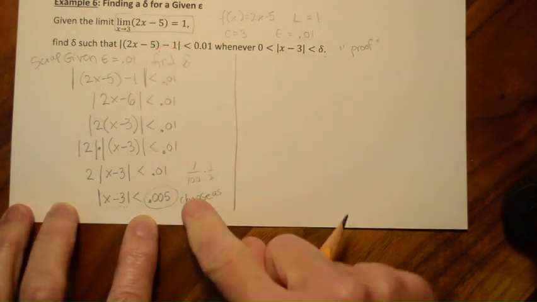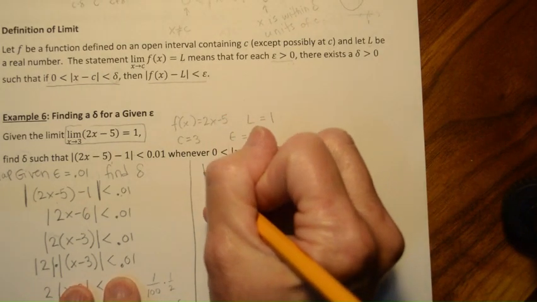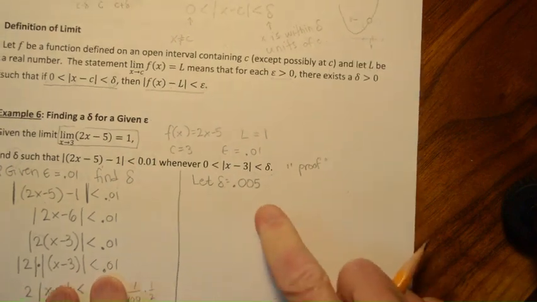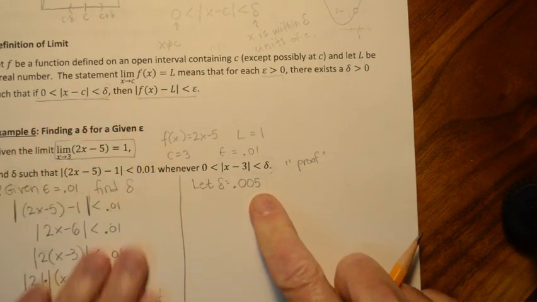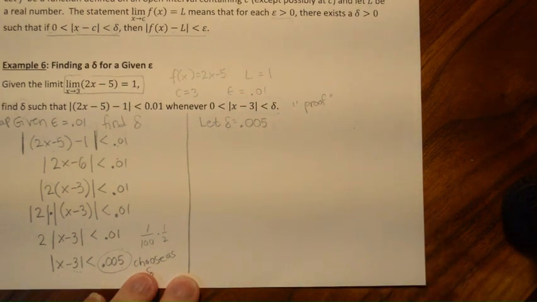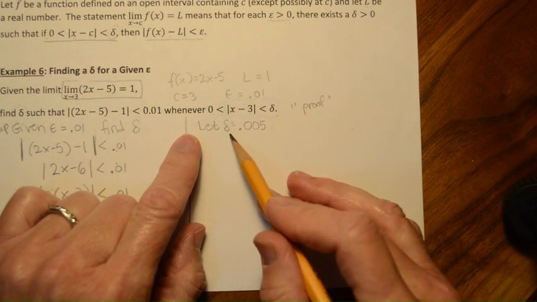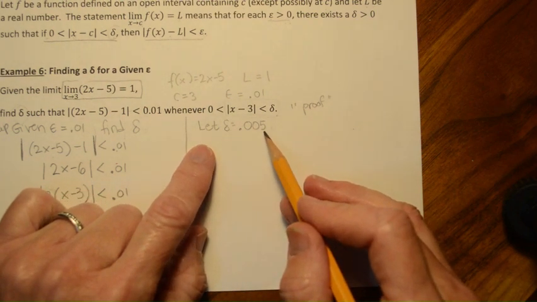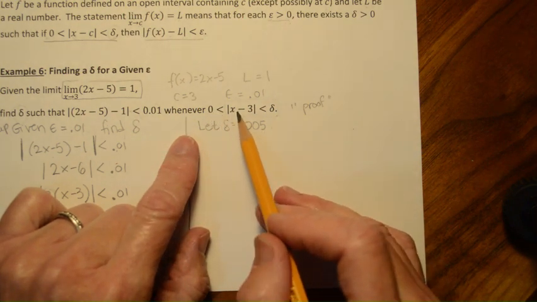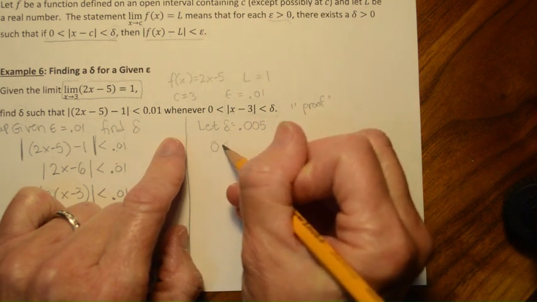Again, this is our scrap work. Nobody's going to see it because when we come up here, we're going to say, let delta equal 0.005. And people are going to be like, dang, you just pulled that out of thin air. But no, we didn't. We did our work on this side to get that. So now we're going to start up here and say, let delta be 0.005. So what it says is that whenever this distance between x and 3 is less than 0.005, we've got this.